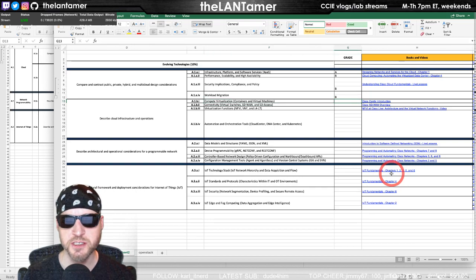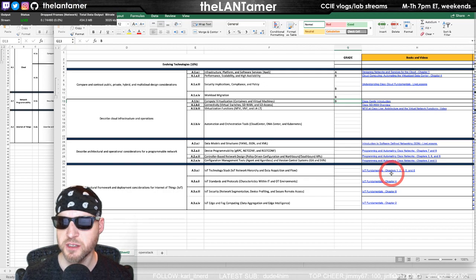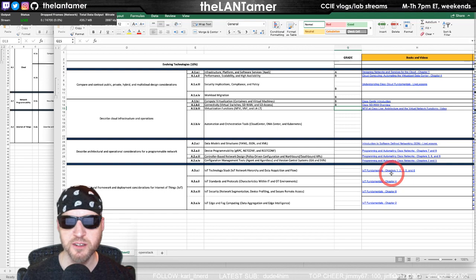Compute, virtualization, containers, and virtual machines. I feel okay on that. I've done a little work with Kubernetes, although that's microservices, really, but I've done some work with VMs and containers, like Docker. Connectivity, SD-WAN, B on that, C on that.